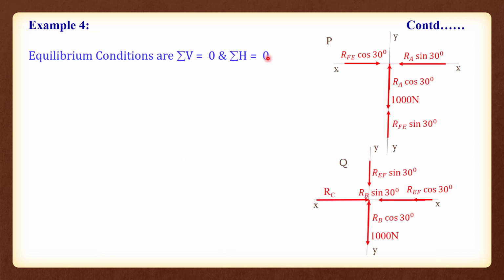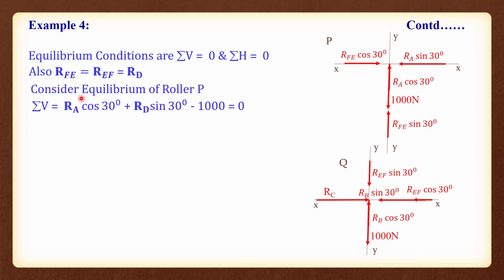So what are the equilibrium conditions available? There is sigma V equal to 0 and sigma H equal to 0. Now what is sigma V? Sigma V is the algebraic sum of all the vertical forces. And what is sigma H? Sigma H is the algebraic sum of all the horizontal forces. Also we know that the force exerted by the roller P on Q will be equal to the force exerted by roller Q on P. That is, RFE will be equal to REF, which is equal to, let us write that as RD.